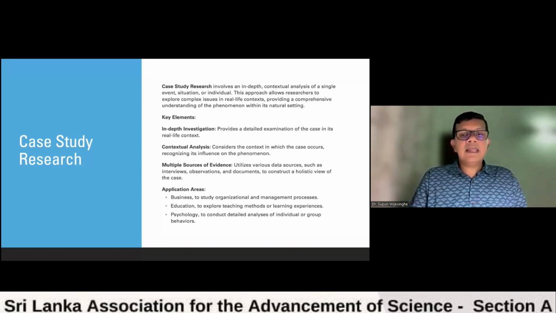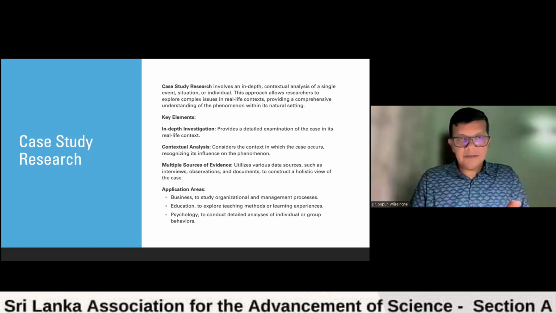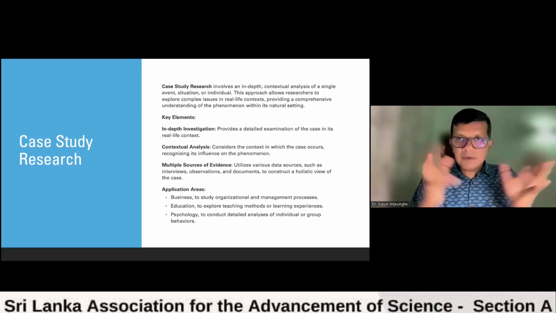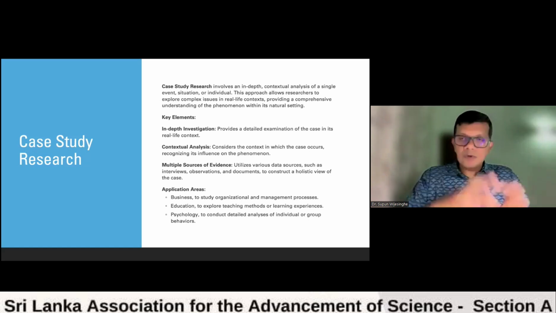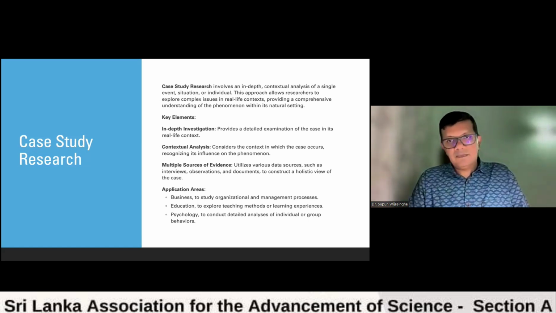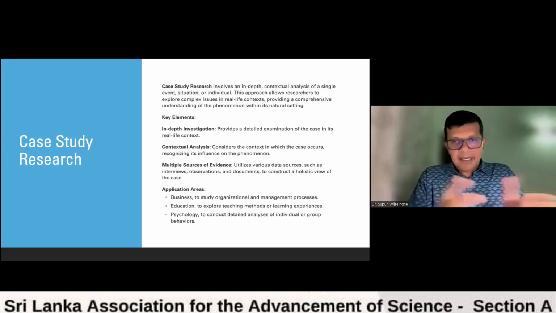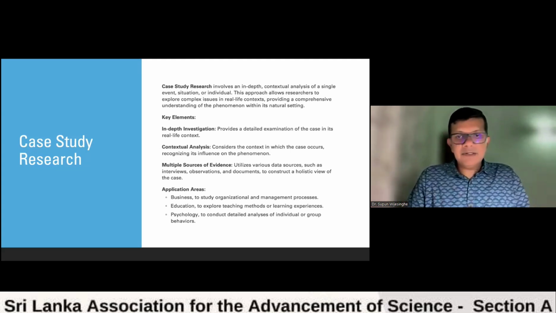So again, context is important, similar to ethnography. Where you are doing it is important. If it is a single institution or organization, you can study the whole organization or a process in that way. Again, it's applicable to business, education, psychology, etc.